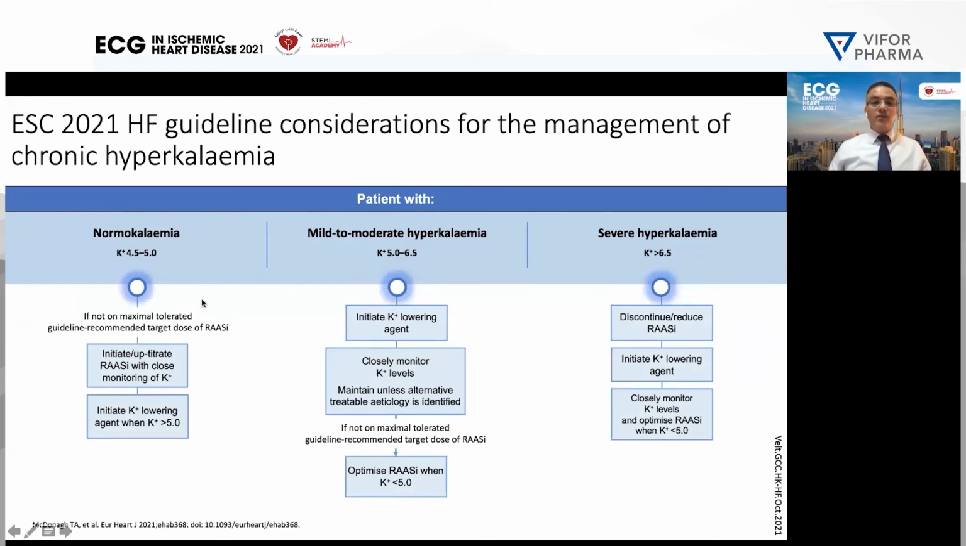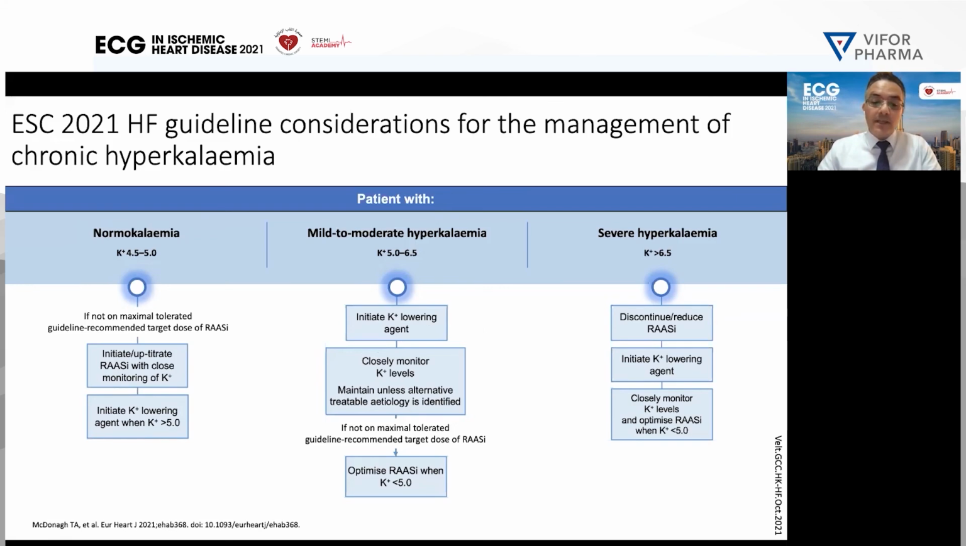These are some further considerations from the European Society of Cardiology 2021 guidelines. If you have a patient with normokalemia, with potassium between 4.5 and 5, and he is not on the maximal tolerated guideline-recommended target dose of RASi, then initiate or up-titrate with close monitoring of the potassium. Initiate potassium-lowering agents if his potassium is more than 5. If mild to moderate hyperkalemia, which they have redefined as 5 to 6.5, initiate a potassium-lowering agent, closely monitor the potassium levels, and maintain unless an alternative treatable etiology is identified.